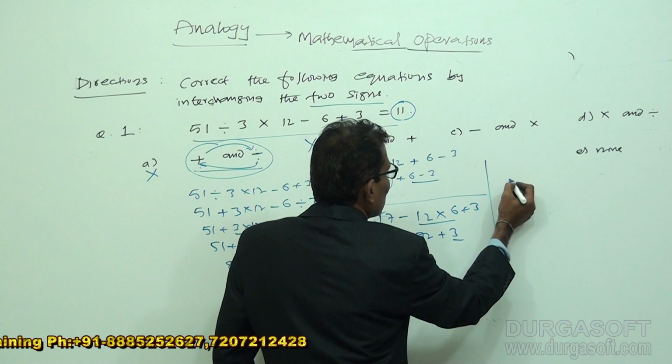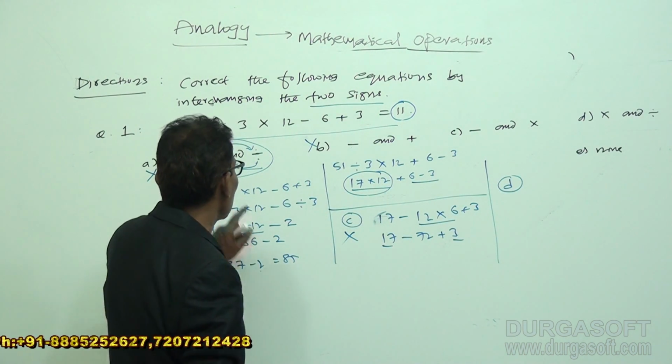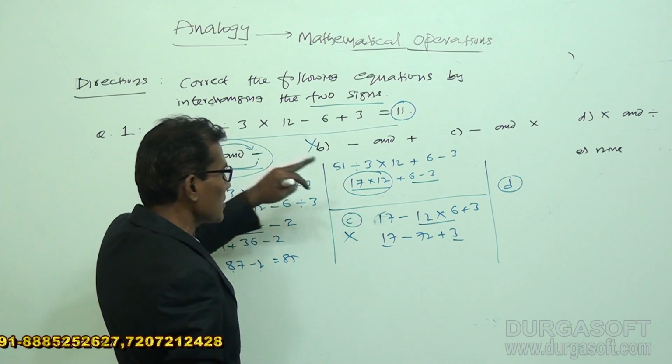Then try with D. With the D option, into and division are exchanged. Into and division. Directly I am writing, exchanging into and division.